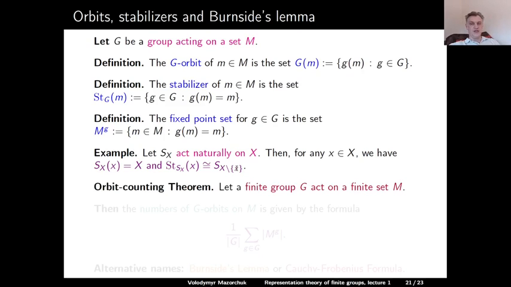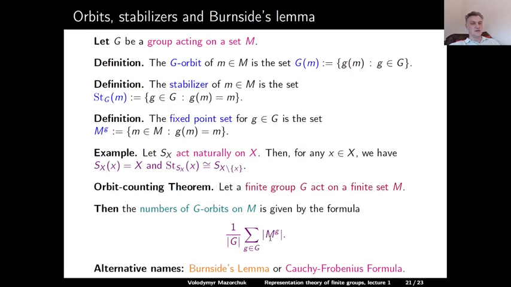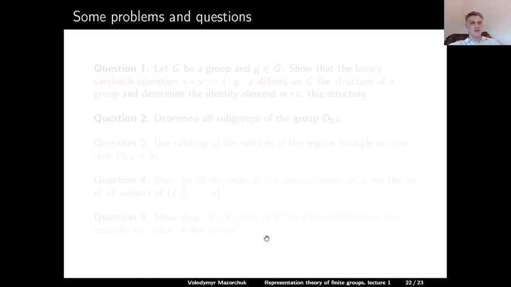Let a finite group G act on a finite set M. Then the number of G-orbits on M is given by the formula 1 divided by the cardinality of G, sum over all g in G, of the cardinality of the set of all fixed points of this element g in M. So this formula is also known as Burnside's lemma or Cauchy-Frobenius formula. At the end, a couple of problems and questions.